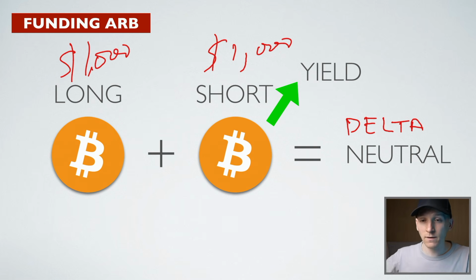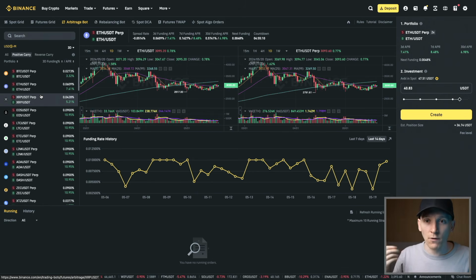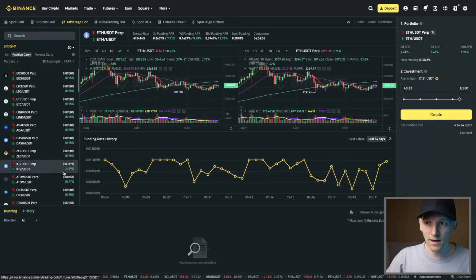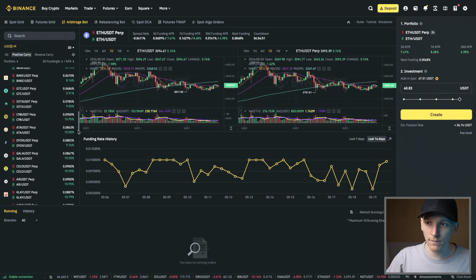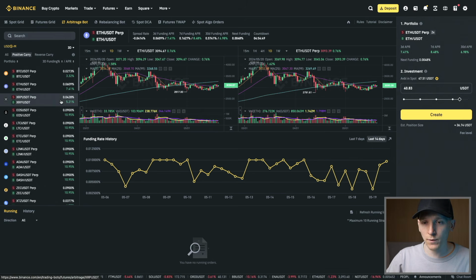So what we're attempting to do is take very little to no market risk, but earn the funding rate that is paid. And as you can see, that changes every day, every week. But for right now, Bitcoin about 3%, ETH 7%, and then you've got some other assets here, 10%, and some other altcoins may have higher amounts and lower amounts, but you can see all of that here. So that's what we're trying to do.